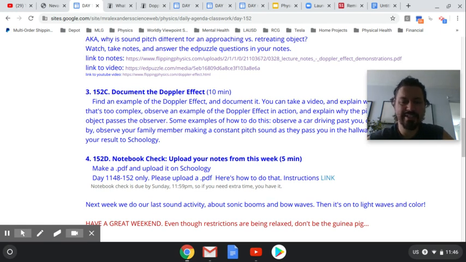Next week, we do our last activity on sonic booms and bow waves. Bow waves come from boats and from planes. And then we're on to light waves and color.